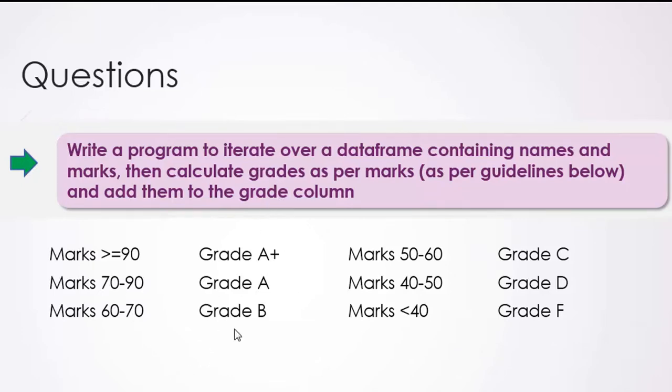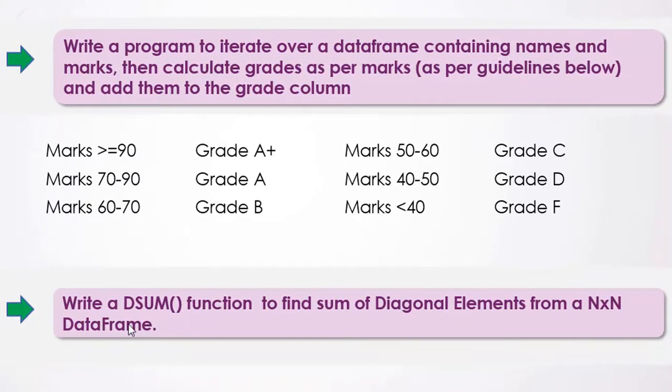Now the next question is: write a dsum function to find the sum of diagonal elements from an n by n data frame. So you have to find the sum of all the values in both the diagonals. You have to find out the diagonal elements, and then you have to calculate the sum.